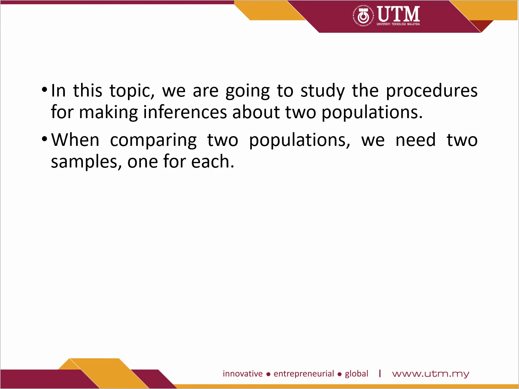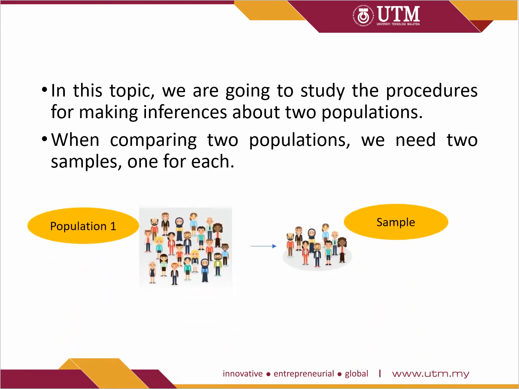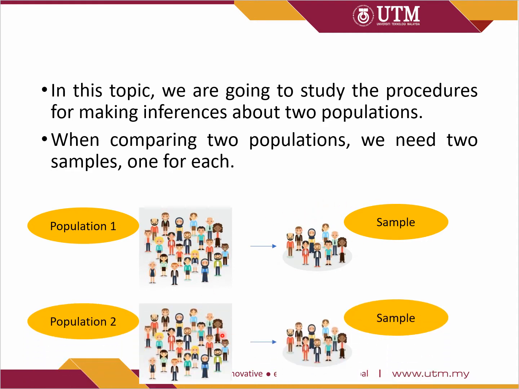So when we compare two populations, we need two samples, one for each. So this is the first population, where we have to find the sample from this first population. And then we have another population, and from the second population, we also need a sample from population 2 and compare both samples.